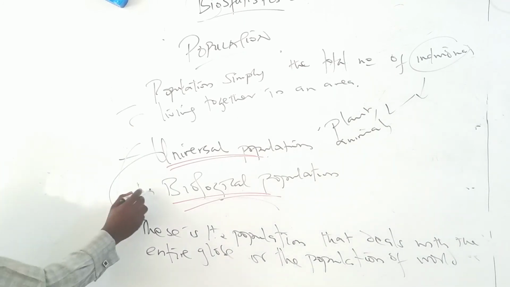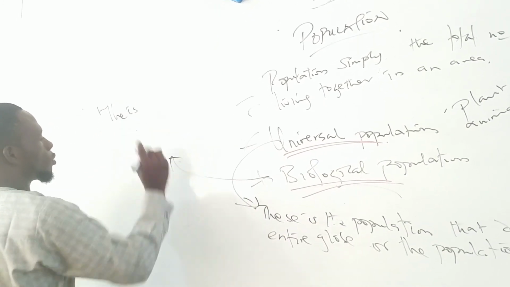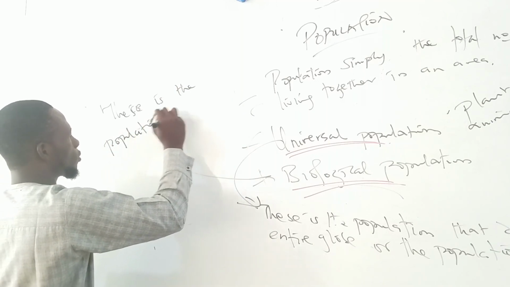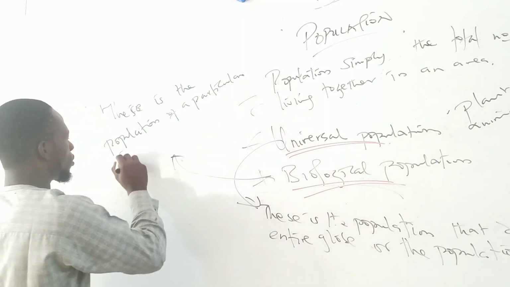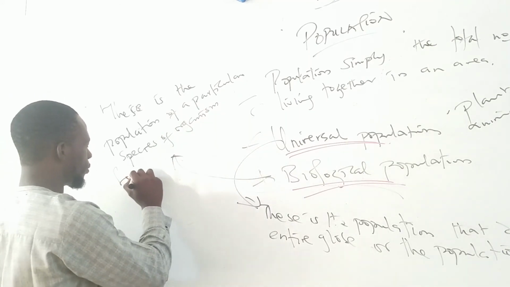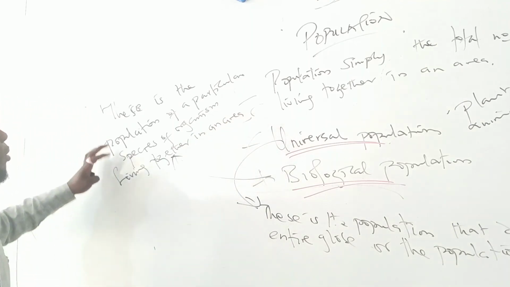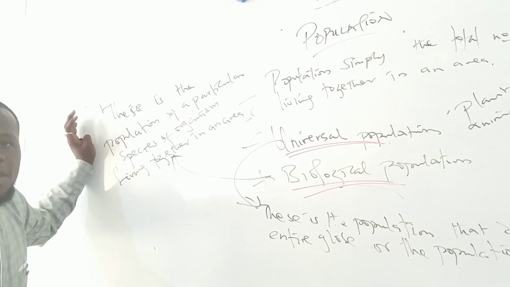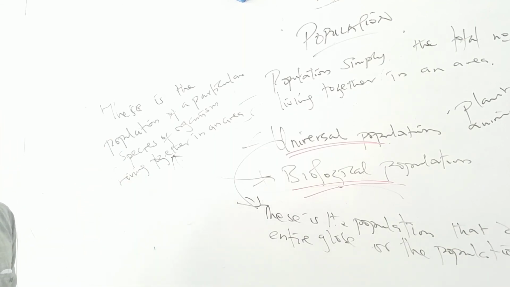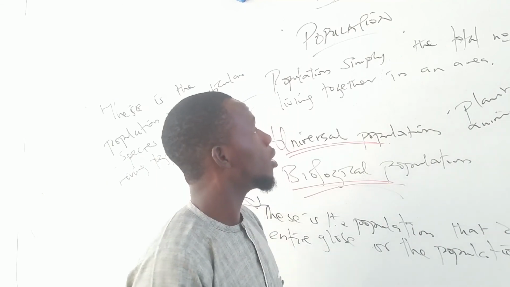Now we have what we call the biological population. The biological population is the population of a particular species of organism living together in an area. Talking about this biological population, you can see that it is very easy for us to take the statistics of this type of population. Why? Because it is restricted to a particular species living together in an area. So biological population is what we normally and mostly work on. So this is all about population.